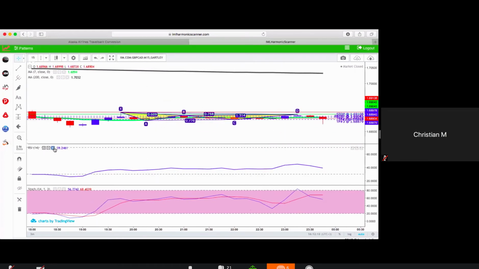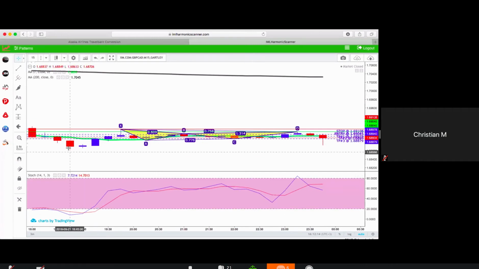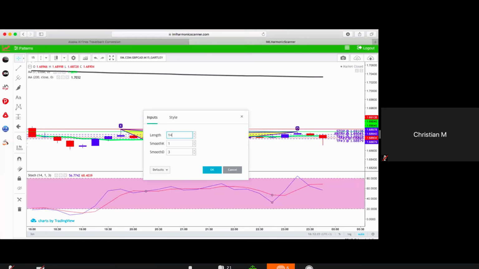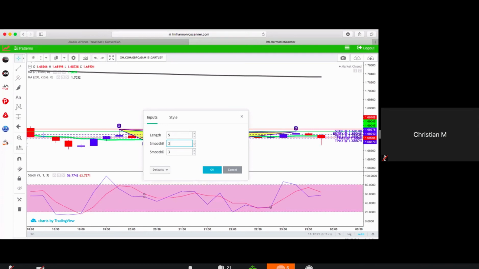And then I'm going to remove this RSI, get that out of there for sure. And then I'm going to use the stochastic. The stochastic is going to be 5, 3, 3, guys. This is an easy strategy to use when it comes to trading currencies.